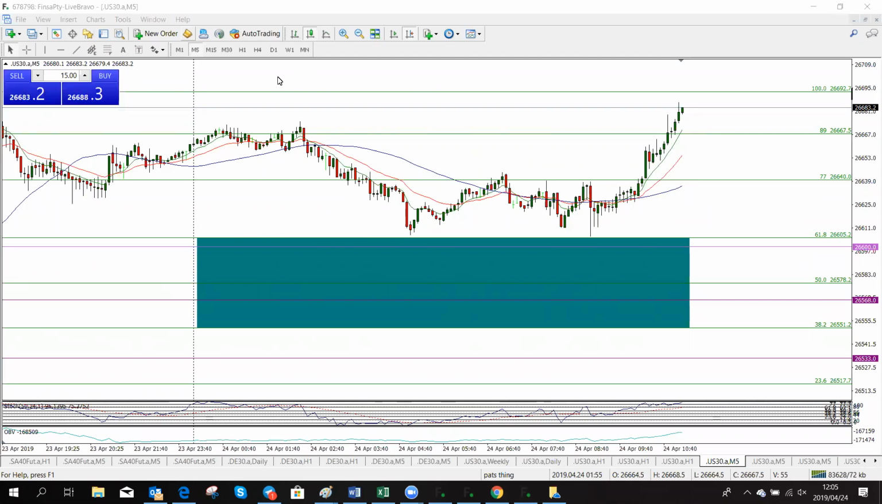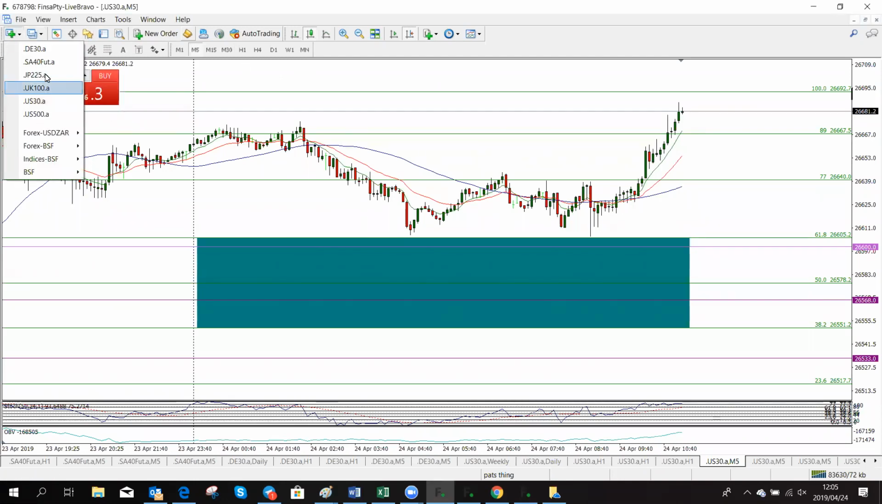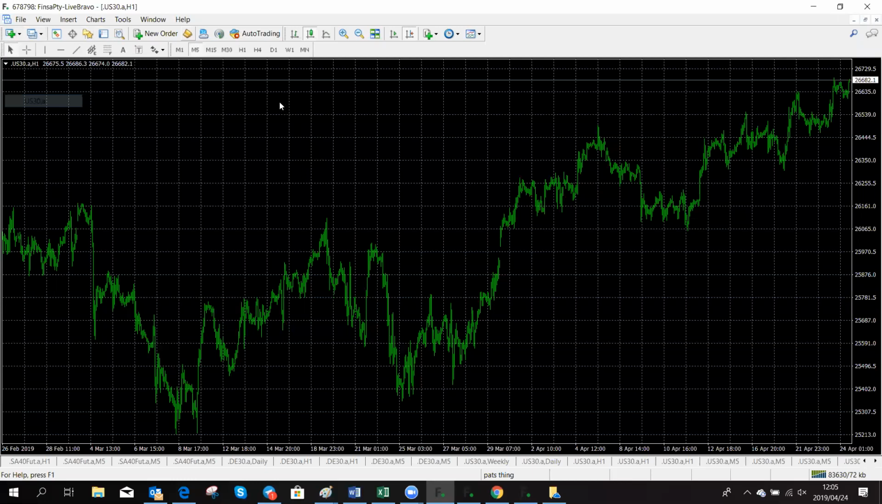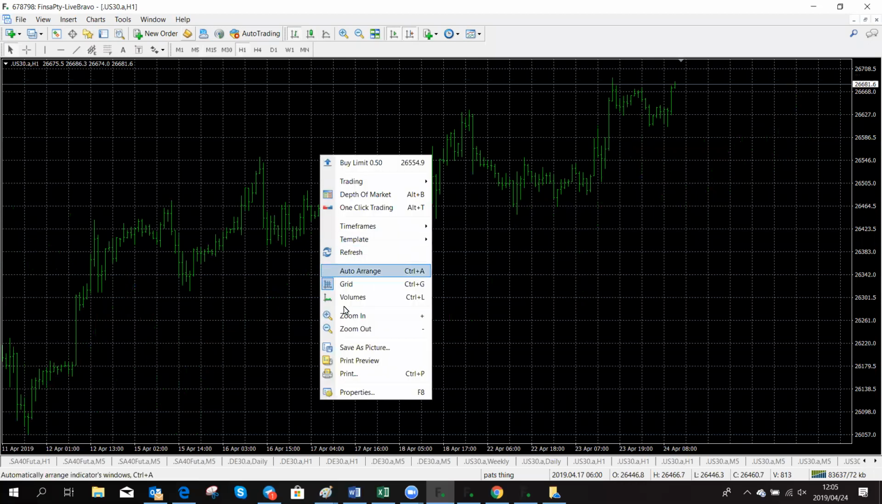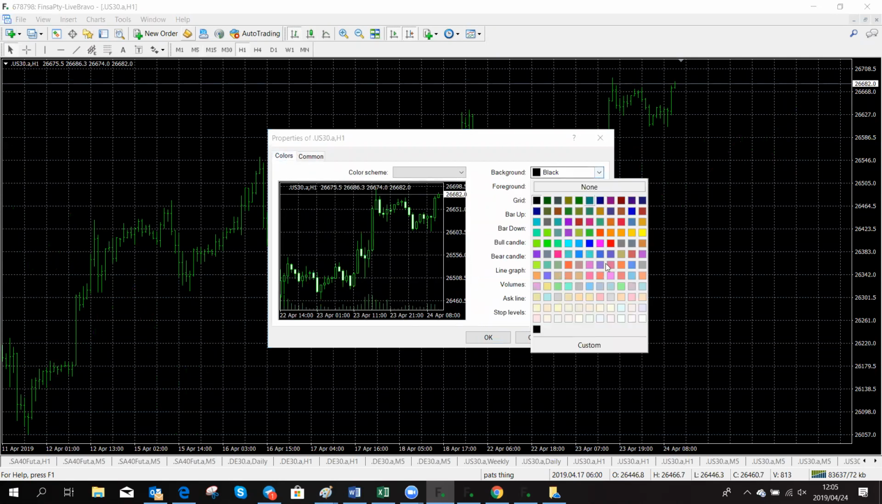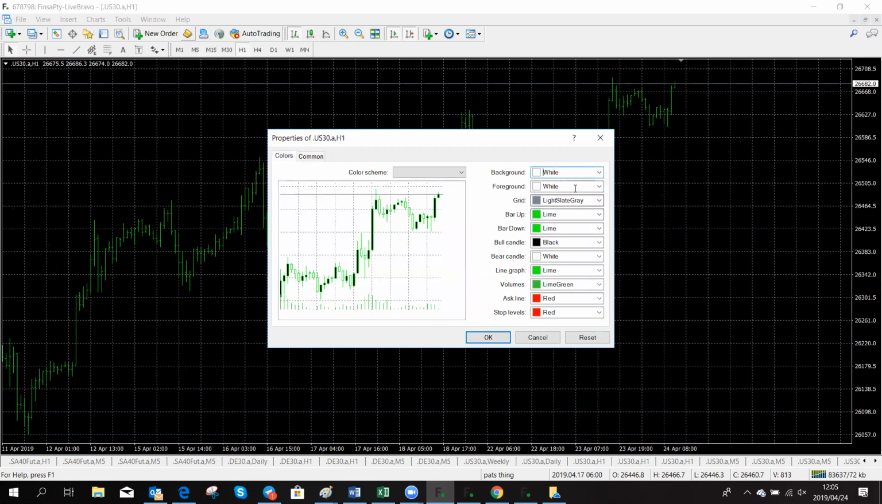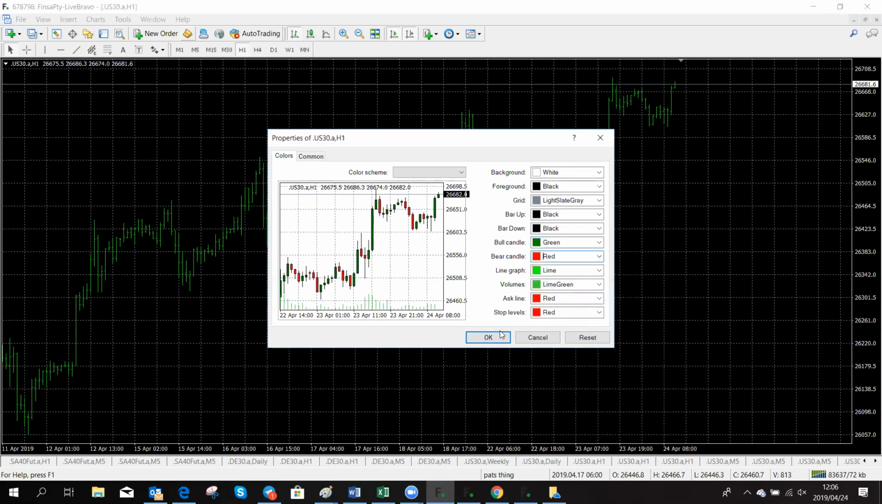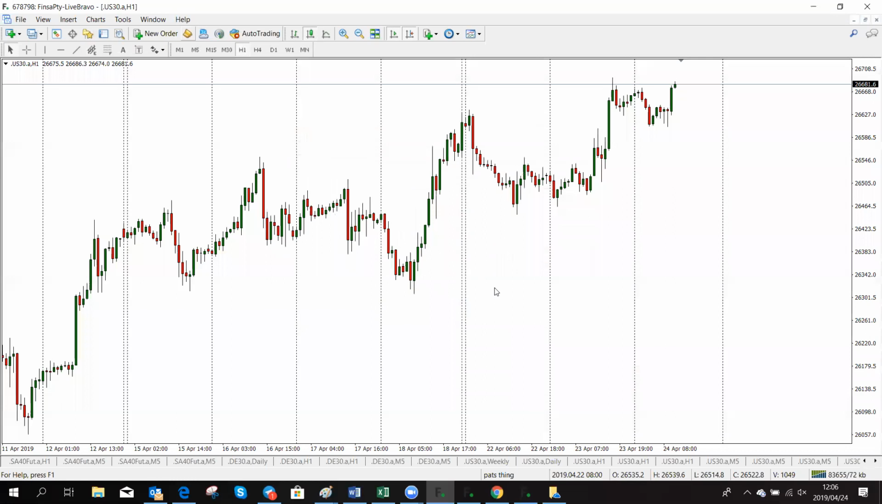But just quickly as a refresher, I'm just going to create a new chart here. I'm going to do it on the Dow and use the hourly. So just so that everybody understands how we put this together, let's right-click Properties. Just going to put the candlesticks on period separators, unclick Show Grid, and just adjust the colors quickly. So the background is white, foreground is black, bar up is black. Bar down is black, bull candle is green, and bear candle is red. Okay, so we're ready with that. Okay, awesome. That's where we're sitting right now.